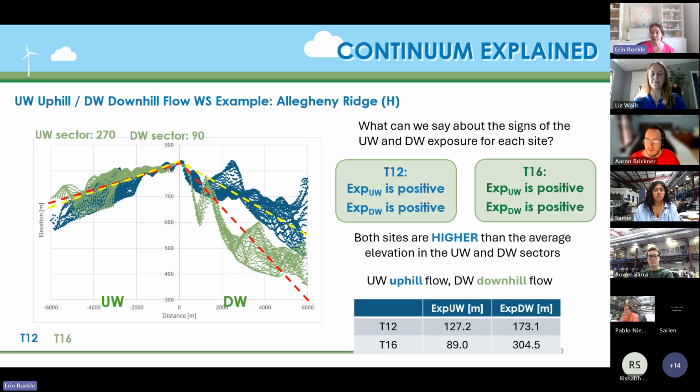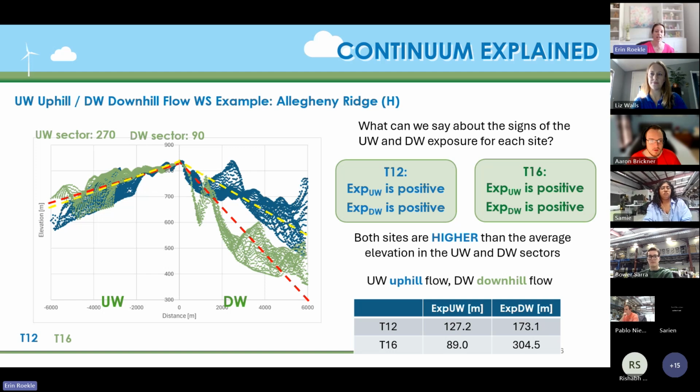So let's put them onto one plot. We've got upwind and downwind. T12 is in blue. T16 is in green. And first, let's look at the terrain exposure itself. What can we say about the signs of the upwind and downwind terrain exposure for each site?